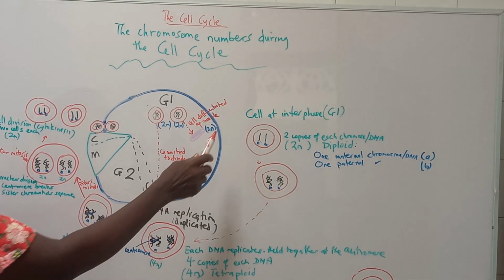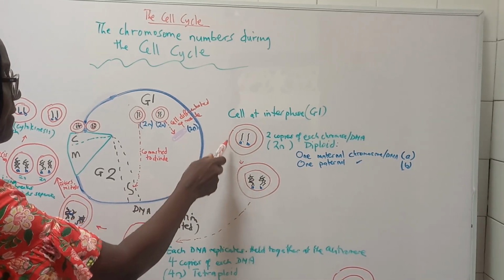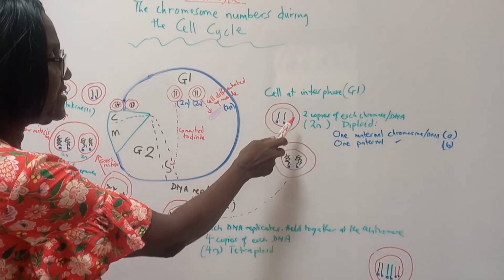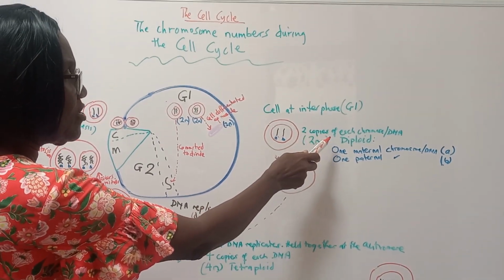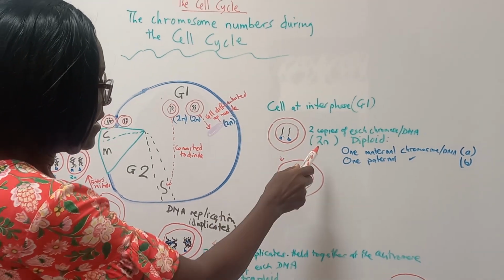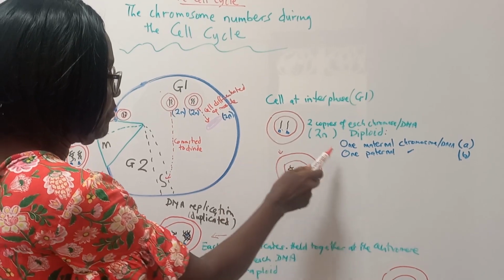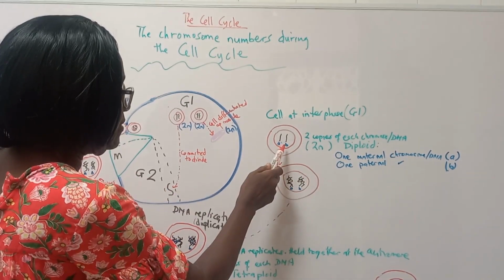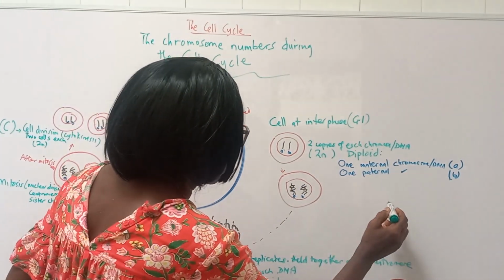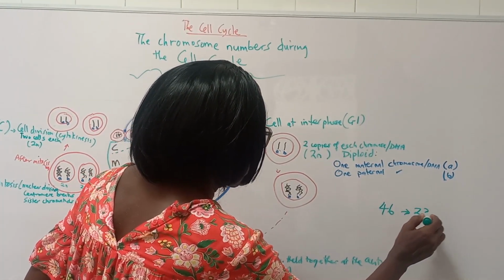Now, at interphase G1, let us use this as an example. This is a cell, 2N. It means it has two copies of each chromosome, 2N. Well, one of the chromosomes is maternal. I labeled it A. The other one is paternal, B. What it means is that in a human being, we have 46 chromosomes. It means we have 23 pairs.